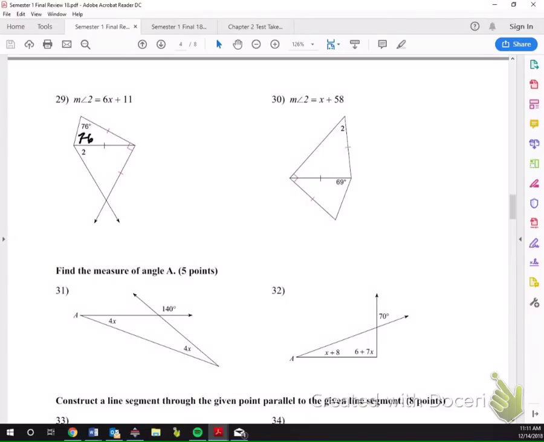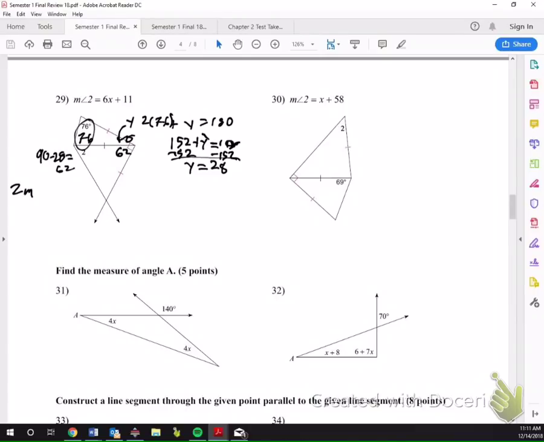And that is a base angle in an isosceles triangle. So we know the other base angle is also 76. 76 and 76 is 152, which means that the remaining angle is 28 degrees. So because that's 28, the other part of that right triangle is 62. We got that by going 90 minus 28 equals 62.